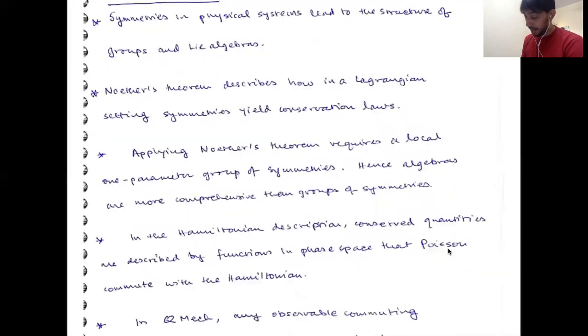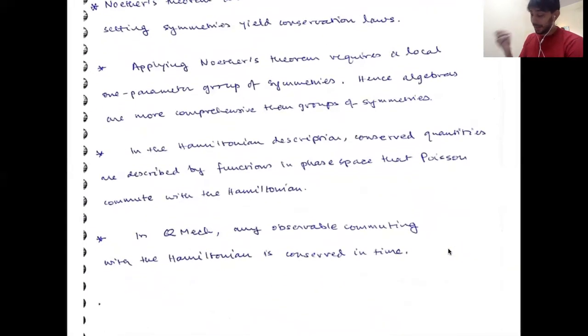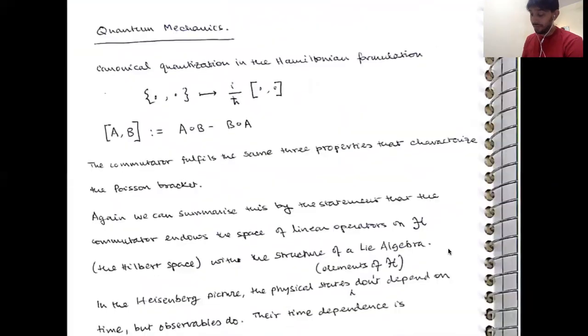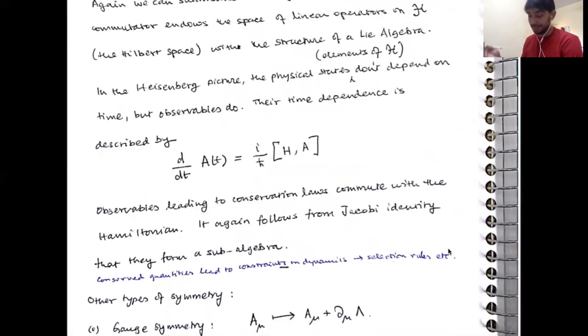And again, you have similar things to what we said earlier about what would be the symmetry. The observables that lead to conservation laws are going to be the ones for which the commutator with the Hamiltonian becomes equal to zero. So this is how this is related to the symmetries in the quantum mechanical setup.